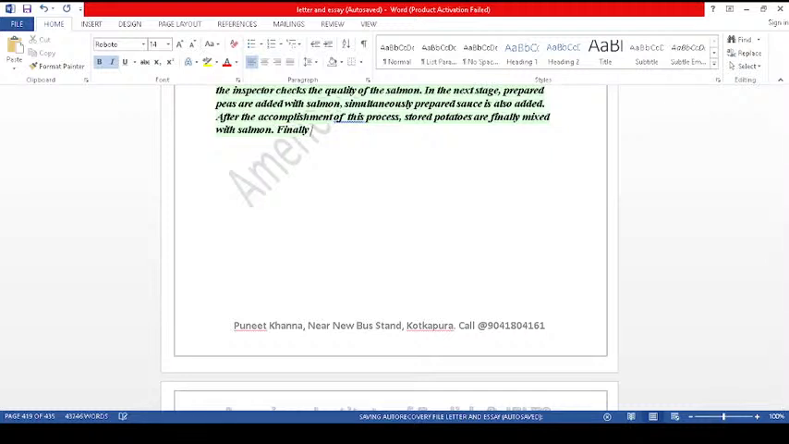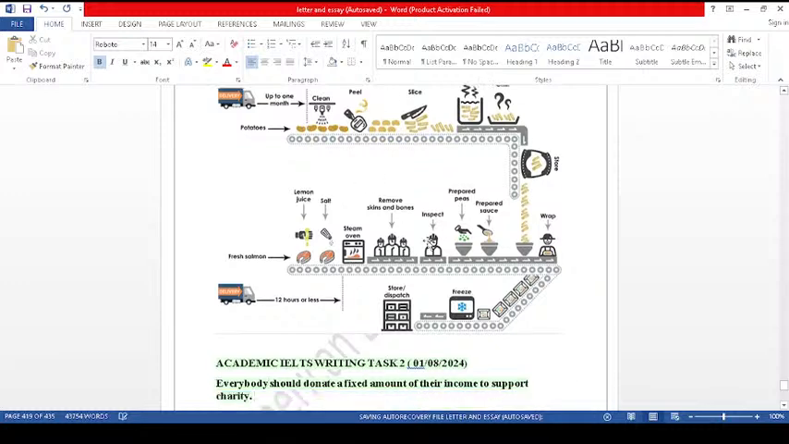Finally, if you have written already finally, then you need not say finally. You can simply say ultimately. This end product is wrapped by a worker. Okay, this end product is wrapped by a worker, and it is sent for freezing. Okay, everybody, you can just have a look. It is sent for freezing over here on the conveyor belt.